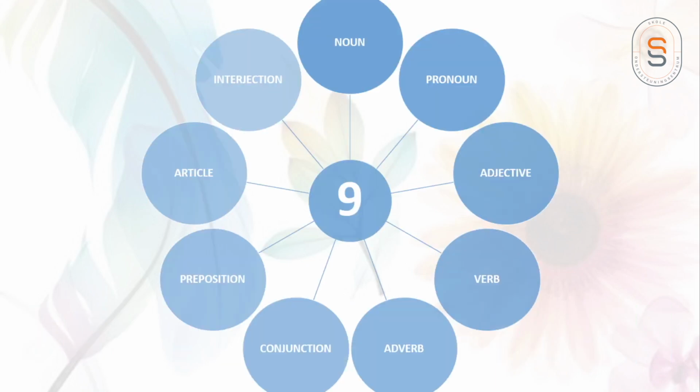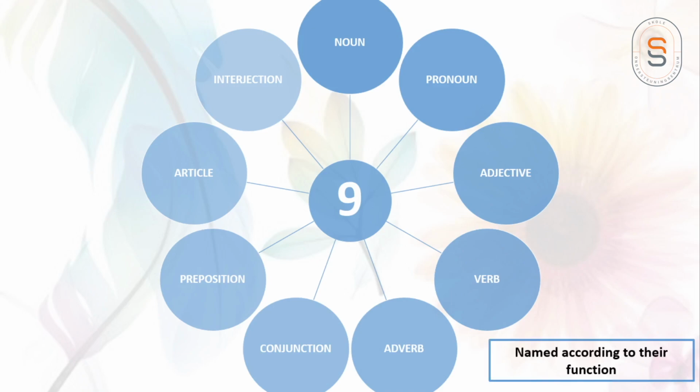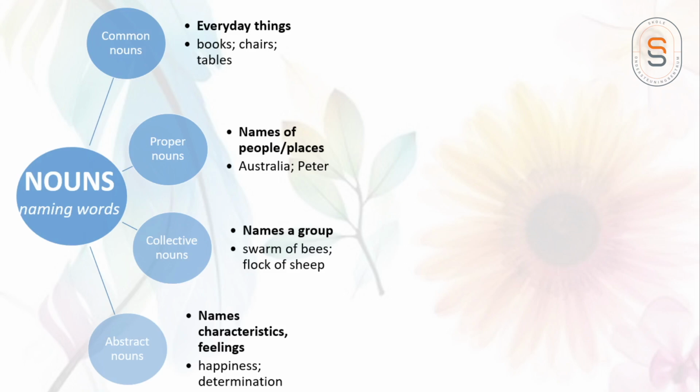So we are going to look at the 9 parts of speech that we have encountered thus far. It's the noun, the pronoun, adjective, verb, adverb, conjunction, preposition, article, interjection. We're going to look at what is a noun, what is the function of the noun, what types of nouns are there, and that's what we're going to do with all of these 9 parts of speech. Right, so the first one we are looking at is a noun.